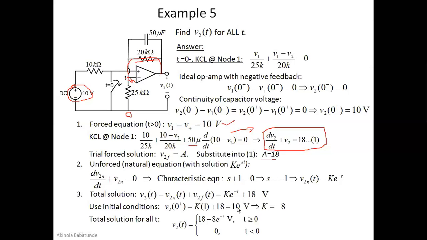So k plus 18 is equal to 10, k will be equal to minus 8. When k is equal to minus 8, you can then come back and say our total solution V2 of t will be equal to minus 8 exponential minus t plus 18 volts. That would be the total solution, and that will be when t is greater than or equal to 0, by the way. And when t is less than 0, of course, our V2 of t will be equal to 0, as we have determined and discussed right at the beginning here. All right, so this is another simple example that you can deal with.